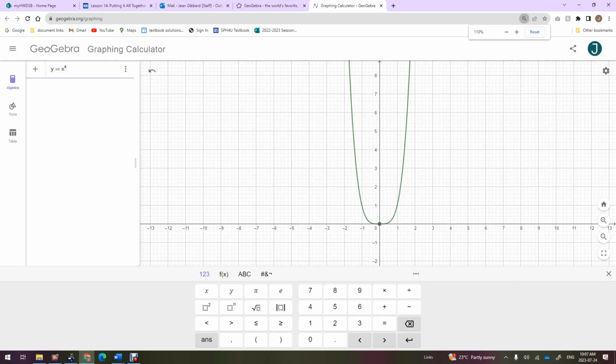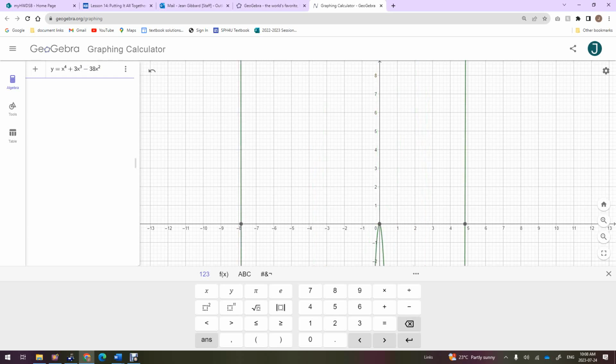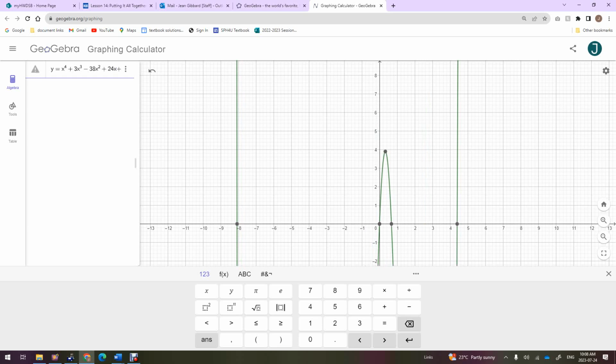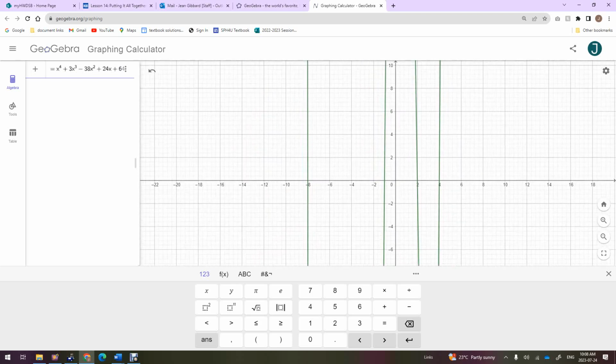Shift plus 3x to the exponent 3 minus 38x to the exponent 2 plus 24x plus 64.